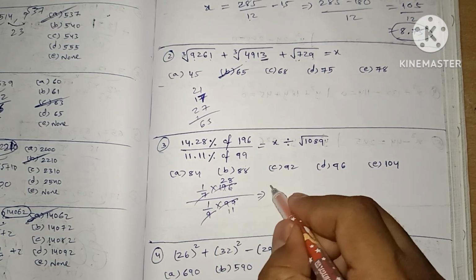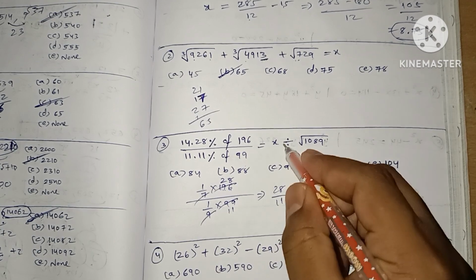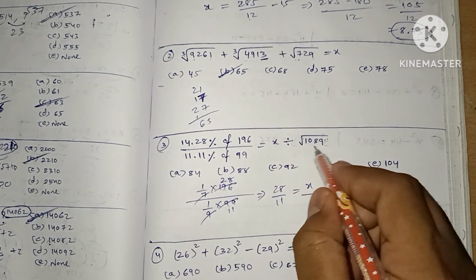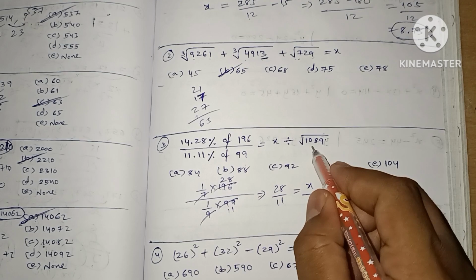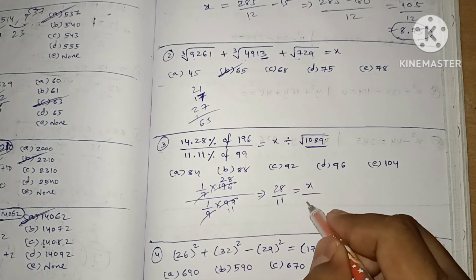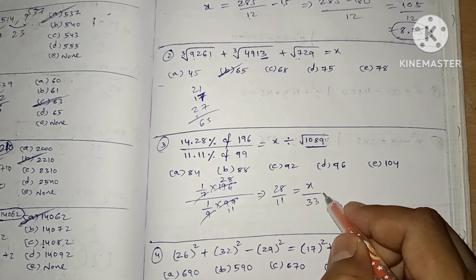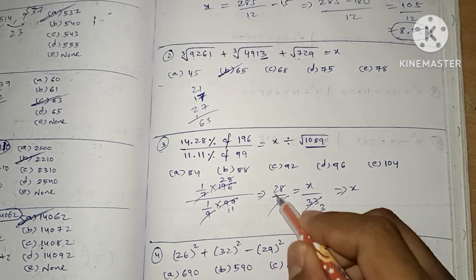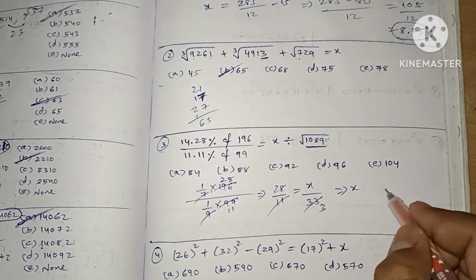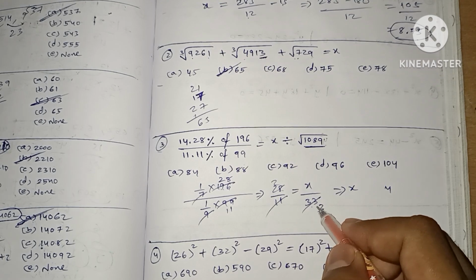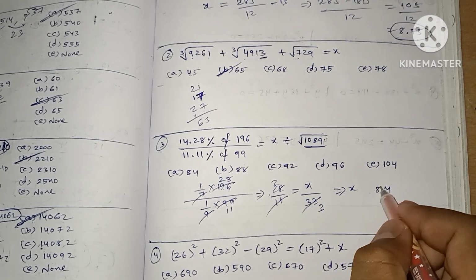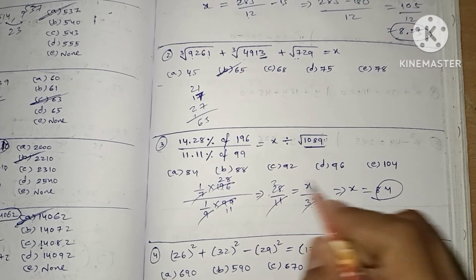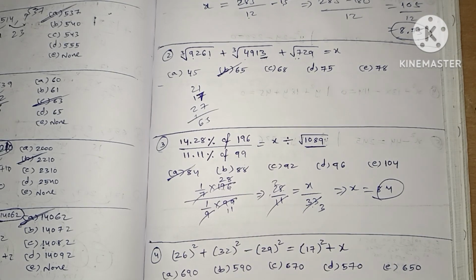So what we are left with is 28 by 11 equals to x divided by root over 1089. 1089 is the value of 33 square. So we get a 33 here. 11, 3 times, x equals to 28, 3 times. 8, 3 times is 24. 3, 2 times 6, 84. So answer is 84. Option A is our answer.